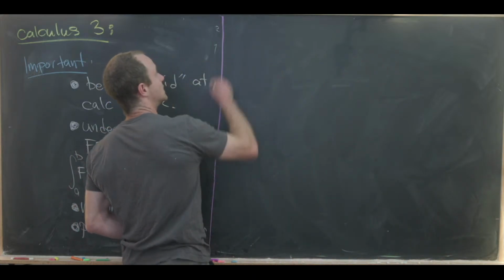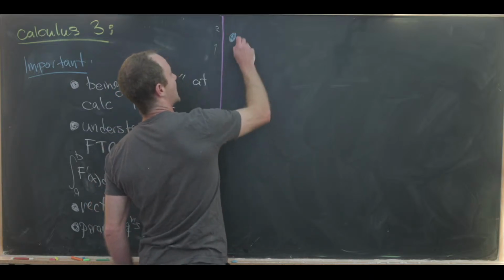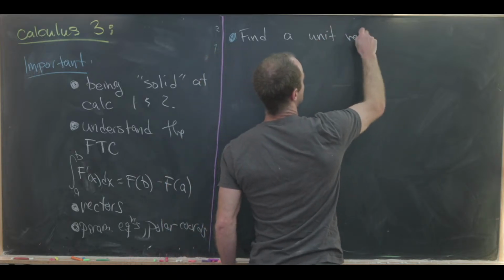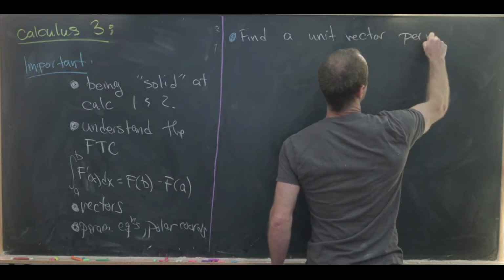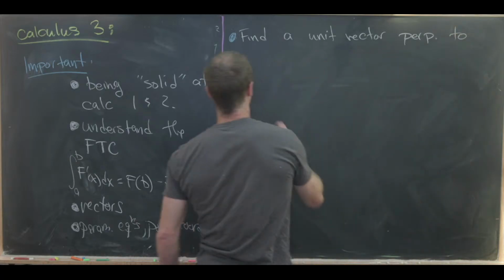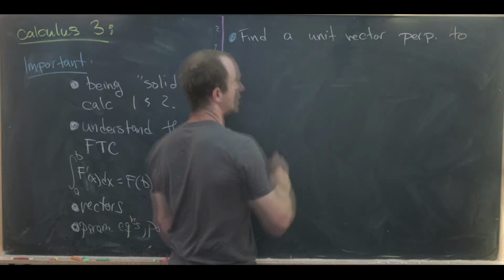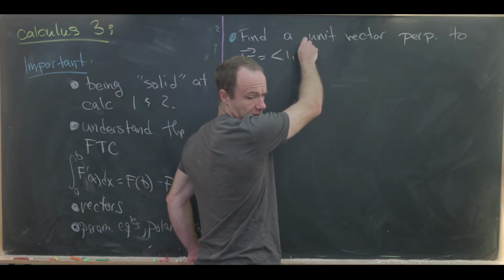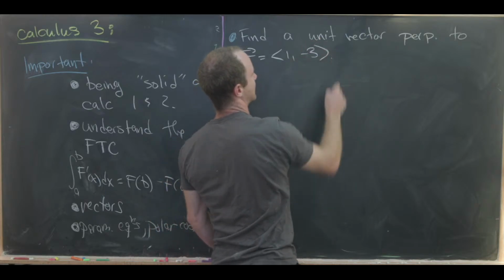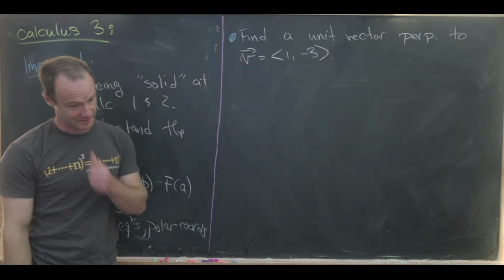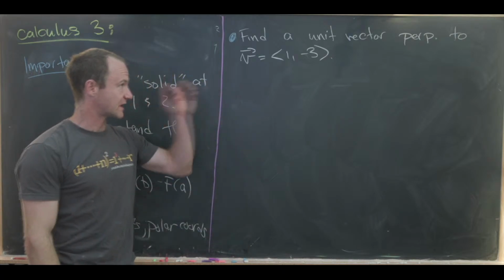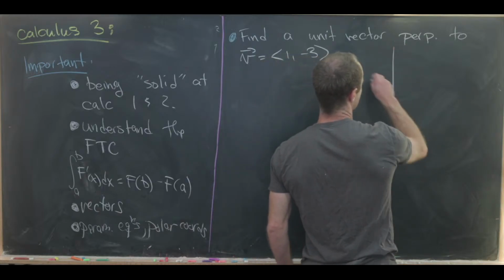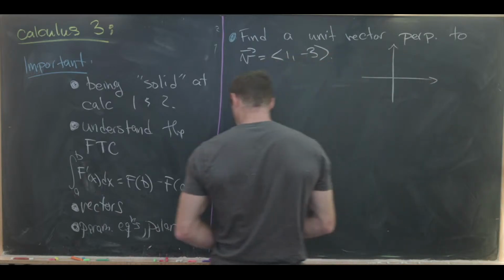Okay, so let's maybe do this one. Let's find a unit vector perpendicular to this vector, maybe I'll call it v, which is the vector 1, -3. I don't know why I look at my notes. We could obviously do 1, 3. That would be fine. Okay, so notice I've got a two-dimensional vector here, so that means I should be looking for a two-dimensional vector that's perpendicular to this. So maybe we can make a picture of what's going on here.